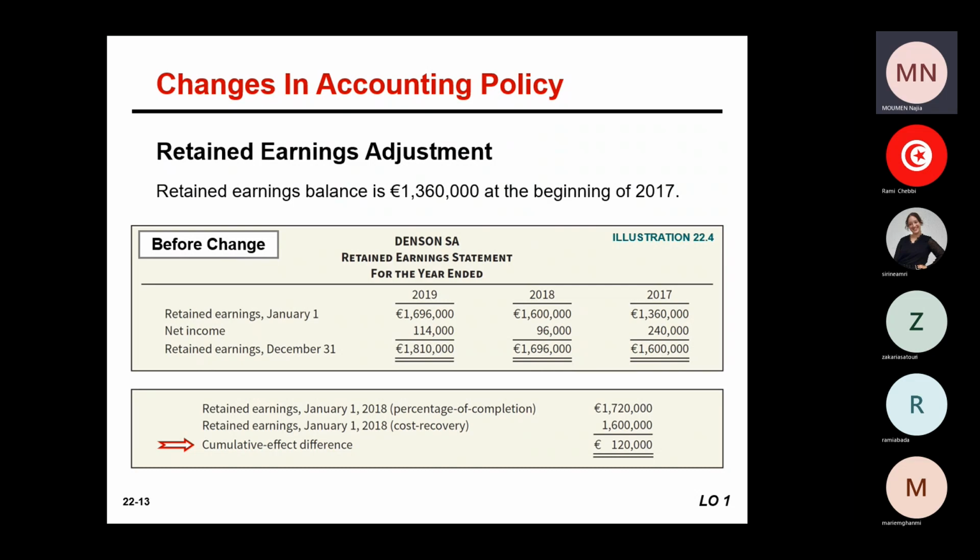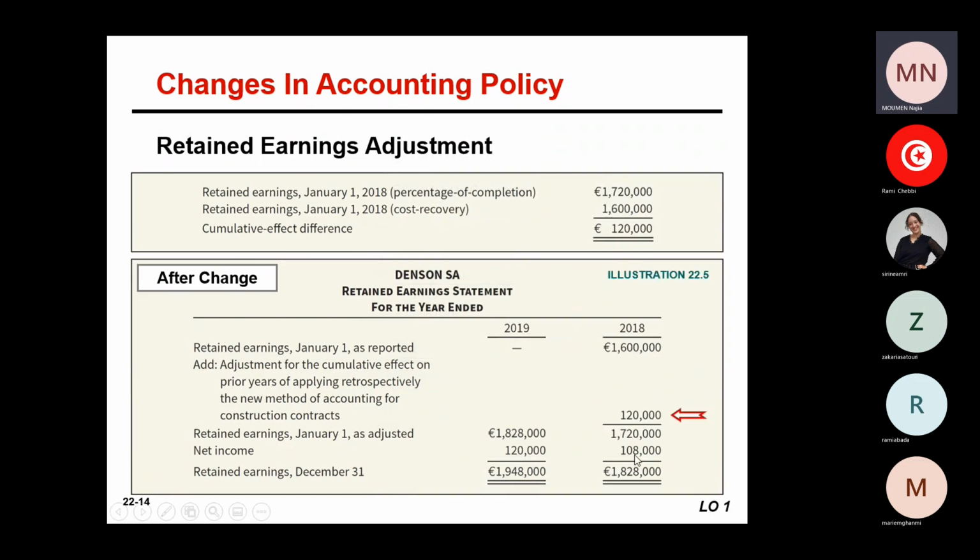And of course, whenever we are providing this kind of information, if we are providing 2017, we would have proceeded in this way. So we'll have adjusted for 2017. We provide this line as ending, and then we provide 2018 and 2019.